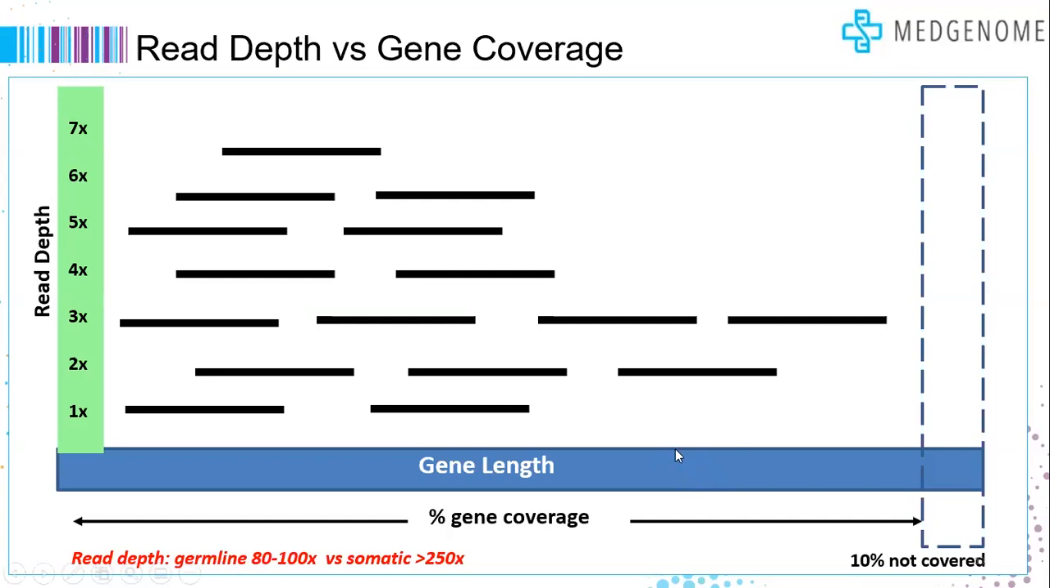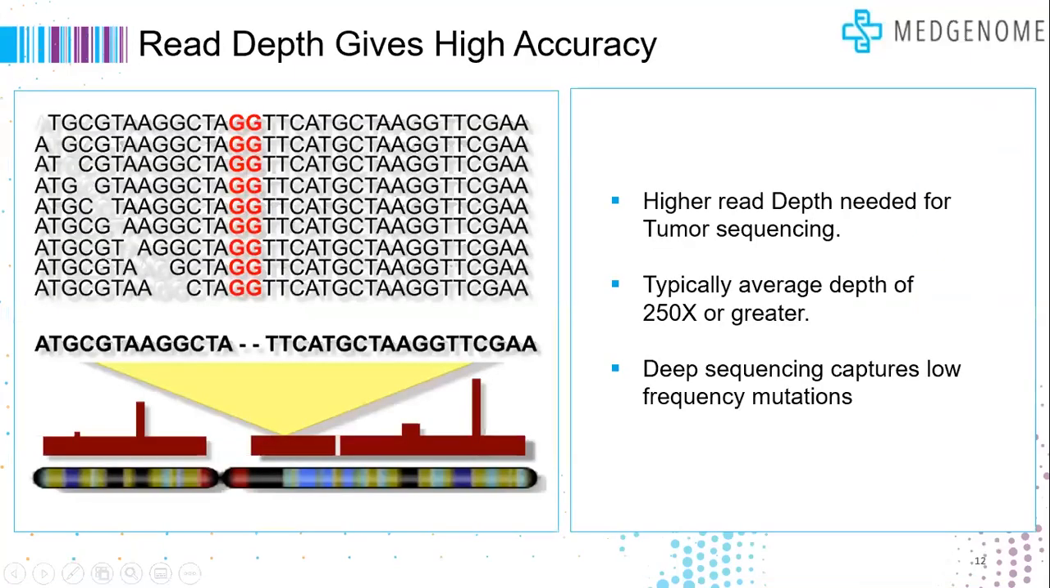So read depth and gene coverage are two very important parameters that one needs to consider while reading the next generation sequencing report. The idea behind the read depth is that the higher the read depth, the more accurate the result, especially when we talk about somatic variants. Because if you give us a tissue, not all the cells in the tissue are cancerous. Say the tumor content is 20%. I am going to have mutations only in the 20% of the cells in the tissue. The remaining cells don't have the mutation at all.